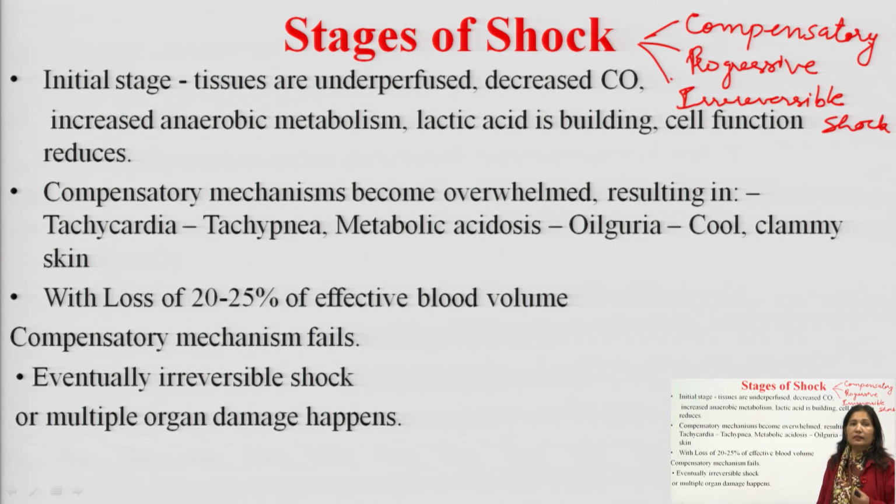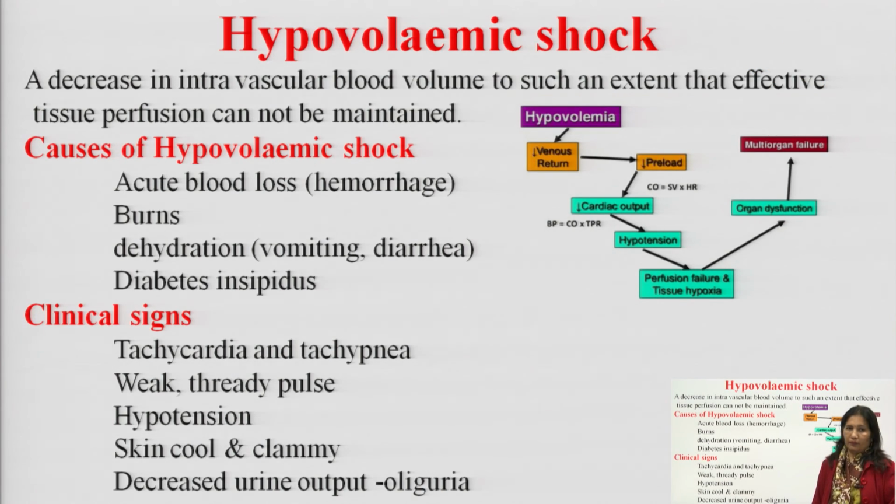If the external treatment is not given, then with the loss of 20 to 25% effective blood volume, the compensatory mechanism will fail and eventually irreversible shock or multiple organ damage will happen that would lead to death. Now, one by one we will understand the mechanism of different types of shock and general management.